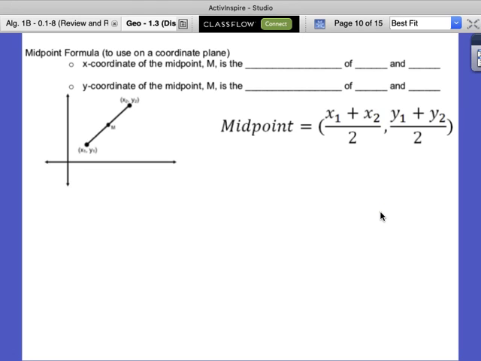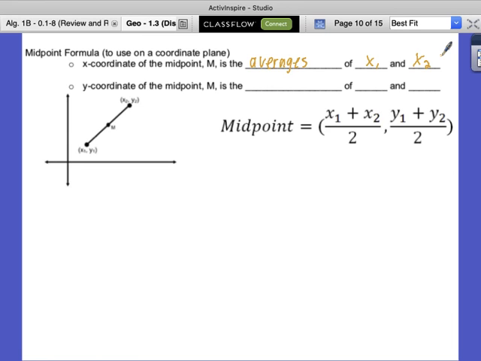So for the x coordinate of the midpoint, let's call the midpoint capital M, it's going to be the average of x1 and x2. Where do we think x1 and x2 would come from? X from 2 different points, whatever the endpoints are. So we're trying to find a midpoint, meaning there's 2 endpoints. So x1 and x2 are the x's of those points.